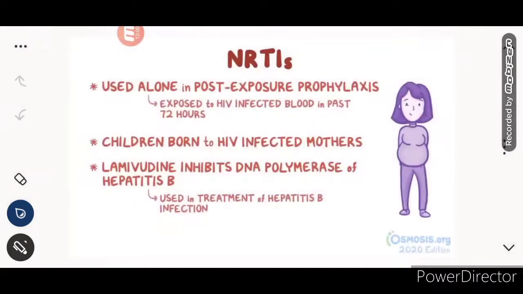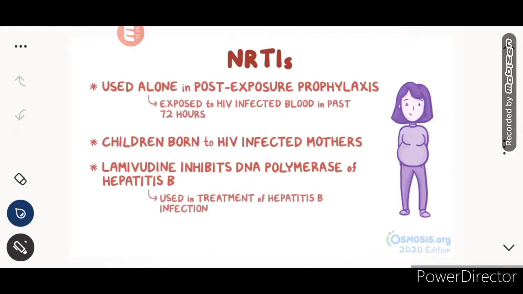Now, NRTI is used alone in post exposure prophylaxis, after exposure to HIV infected blood in the past 72 hours. So if any person is exposed to HIV infected blood, for prophylaxis the NRTIs can be used alone, and they can also be given to children born to HIV infected mothers.